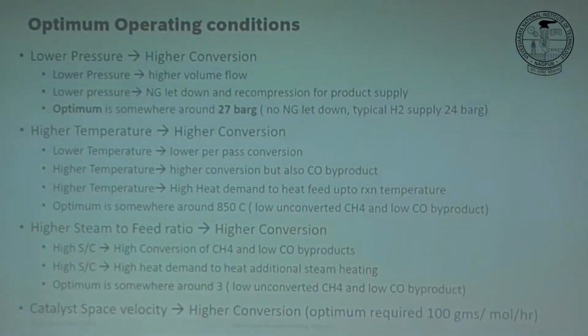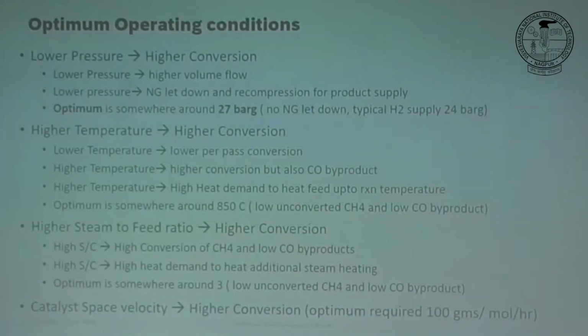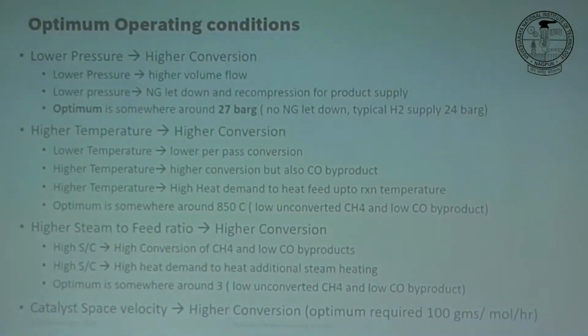Another problem with very high operating temperature is that we have very high heat demand to heat up the feed to reaction temperature. So just for the sake of simplicity, I can mention here, the optimum is somewhere around 850 degrees. At this temperature, we'll have very low unconverted methane. That means we have very high conversion, right, and very low CO byproduct. And that's our target. That's what we want to have.